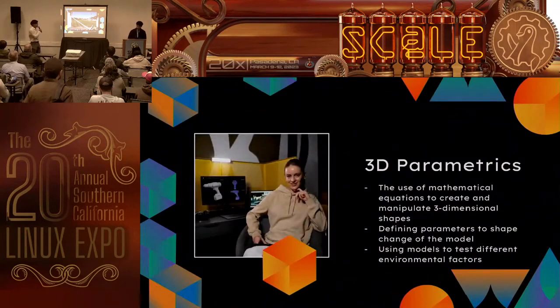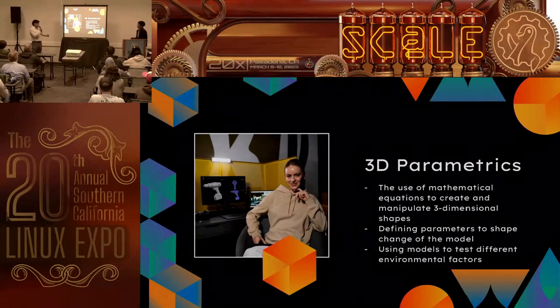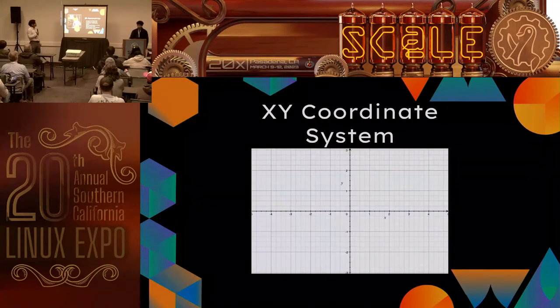He came up with a solution: 3D parametrics. 3D parametrics is the use of mathematical equations to create and manipulate three-dimensional shapes. And you do this by defining parameters, which basically shape the model. So you use models in order to test different relational objects. And 3D parametrics basically uses what we're going to talk about, x, y, and z coordinates.